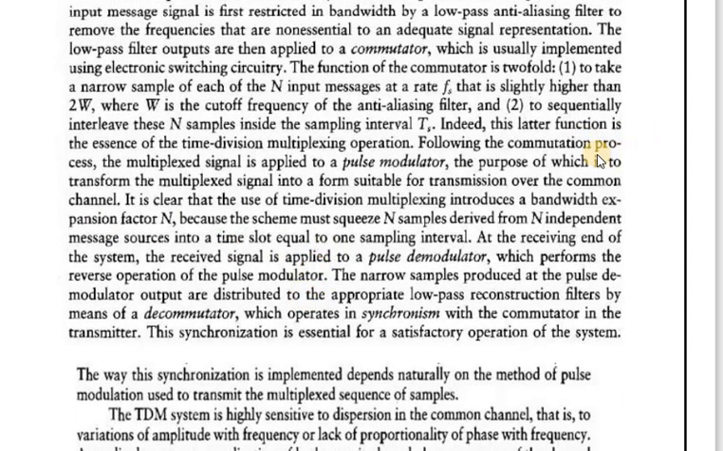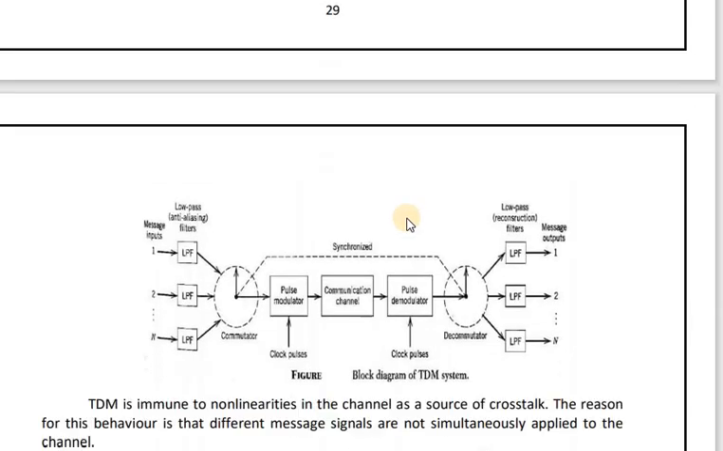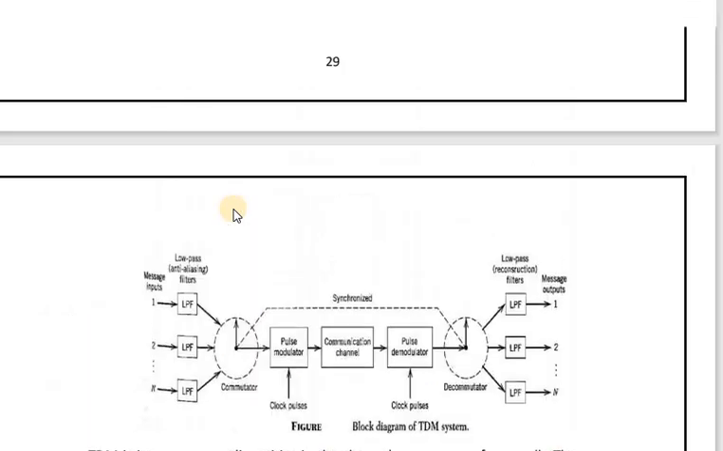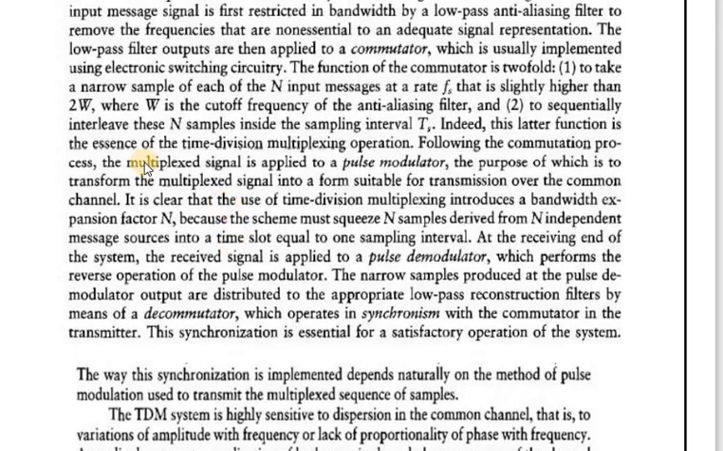Following the commutation process, the multiplexed signal is applied to the pulse modulator. You have done multiplexing here. You first divided the signals into samples, with fs greater than 2W, where W is the cutoff frequency. Then, second, you give the time interval Ts: for every sample you interleave a time interval Ts.